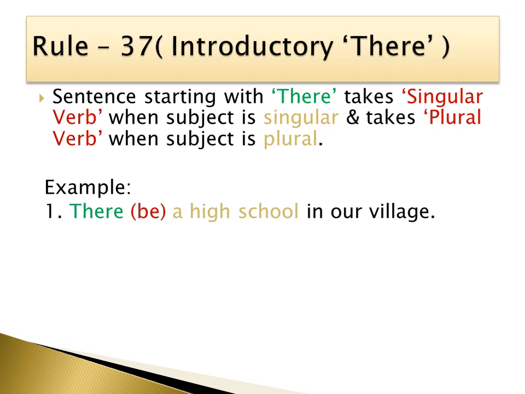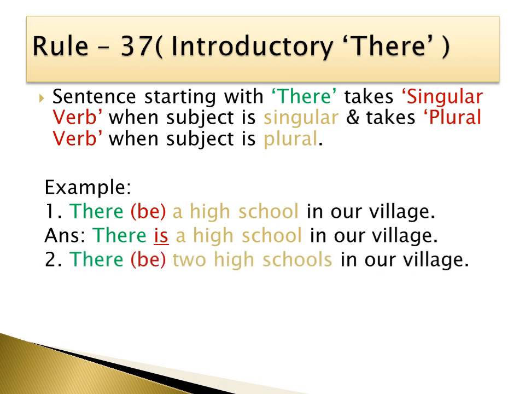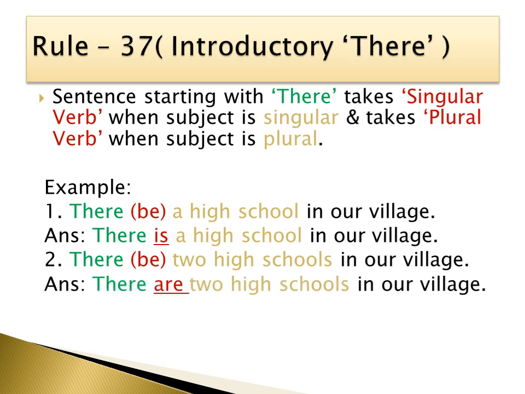Example, there be verb a high school in our village. See the subject, high school, a high school, one. So it's a singular subject. So it is, there is a high school in our village. But if I write there be verb two high schools in our village, high schools is a noun in plural number, then the verb will be plural. There are two high schools in our village.